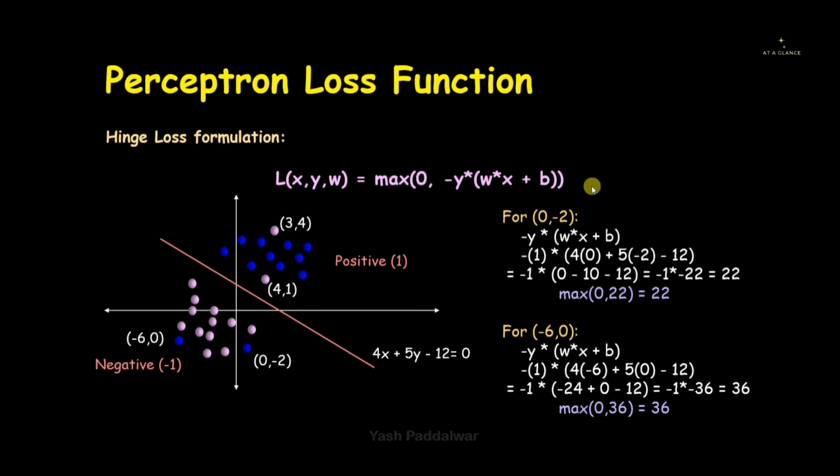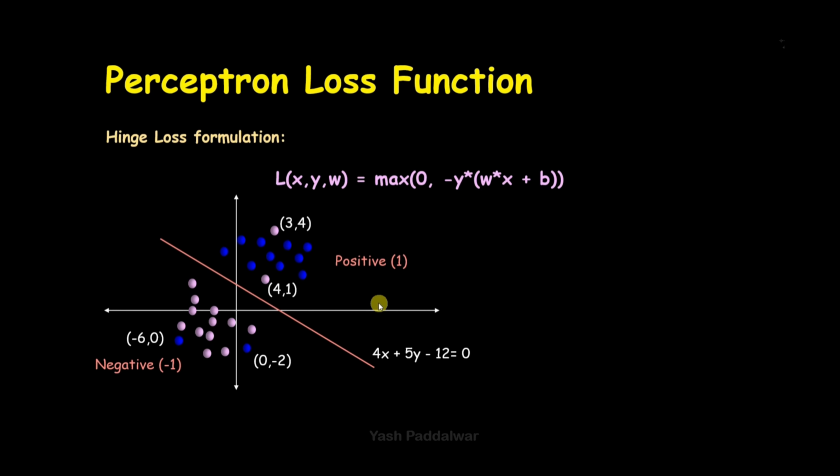But now what about the data points that are correctly classified? What is going to be the hinge loss value for them? Let's have a look at it with the help of an example. In this case, let's consider this data point which is correctly classified. The coordinates of this data point are 5, 2. Now we are going to calculate the hinge loss for this correctly classified data point.